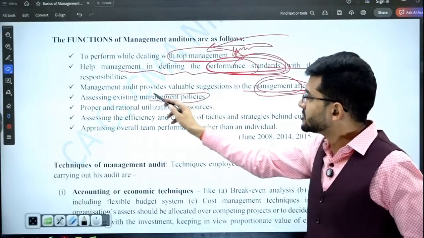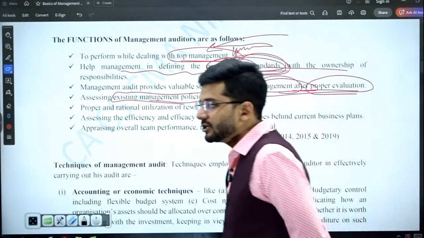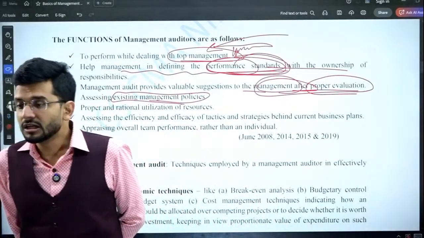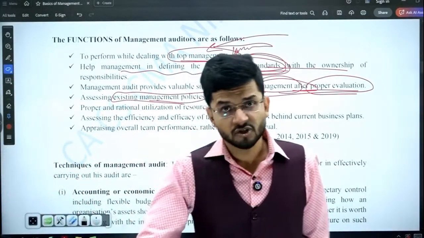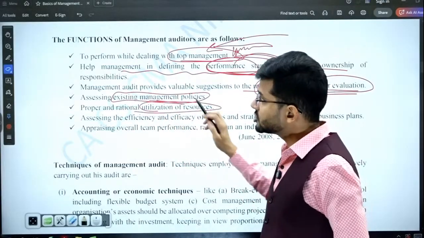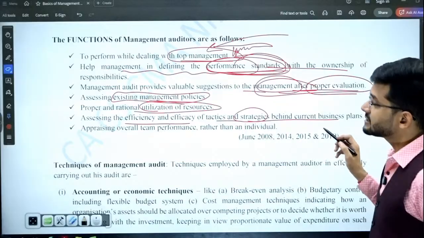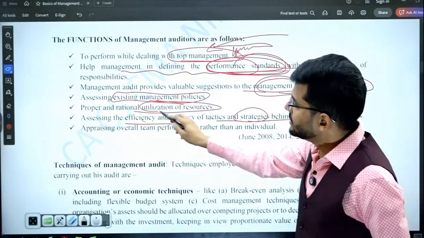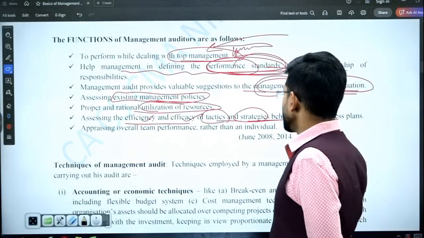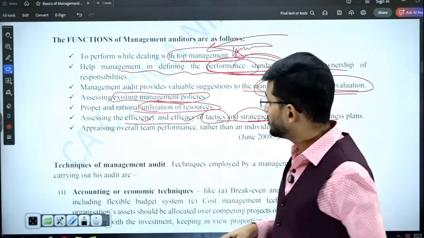Assessing existing management policies. The existing management policy we need to assess, whichever needs some kind of revision or change, that should be suggested by the management auditor. Proper rational utilization of resources should be there. Assessing efficiency and efficacy of tactics and strategies behind current business plans. So what are the efficient moves, what are the tactics, what are the strategies, whether they are working fine or not, all this analysis needs to be done by the management auditor.